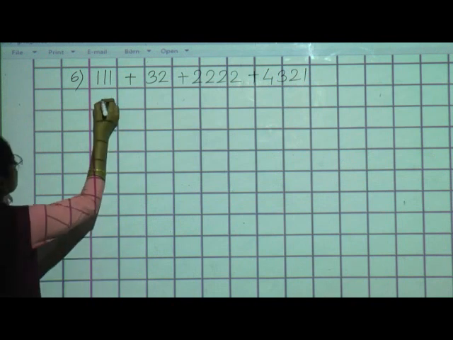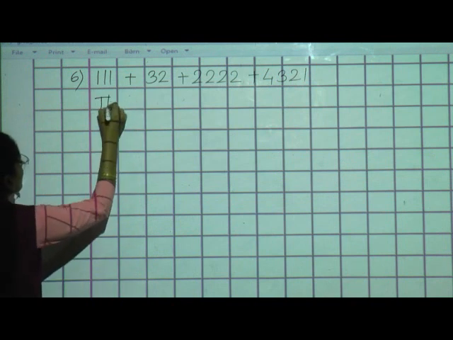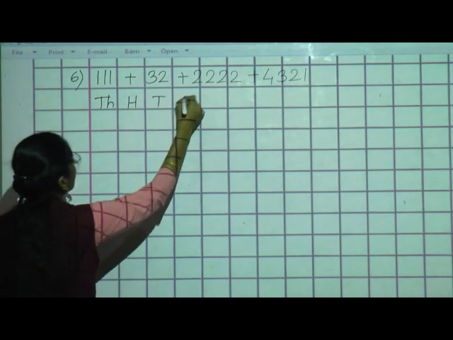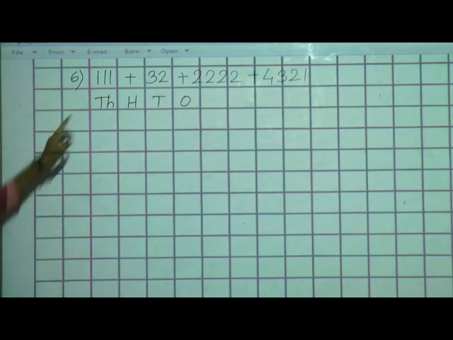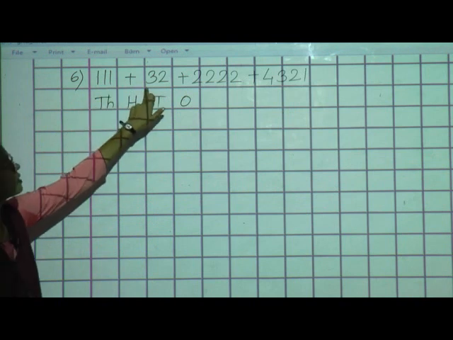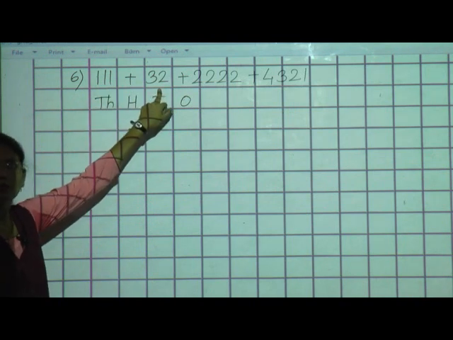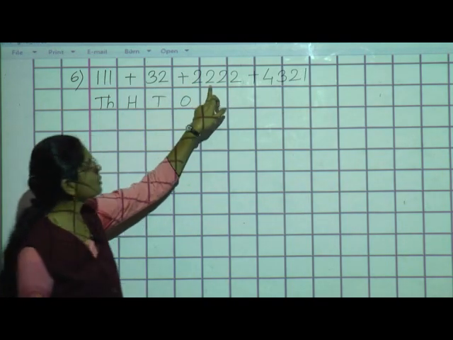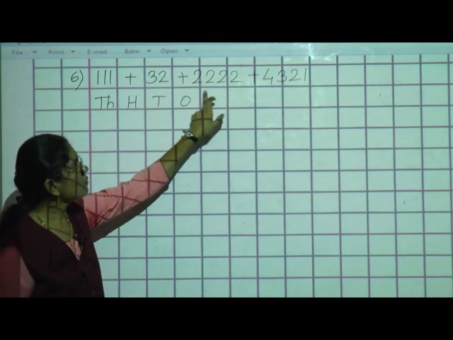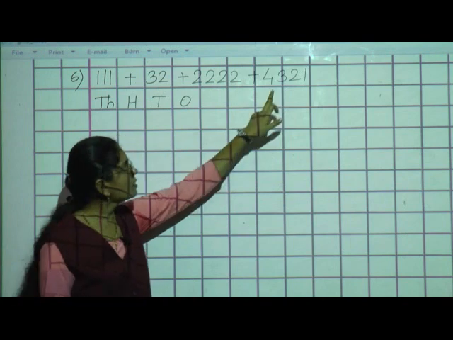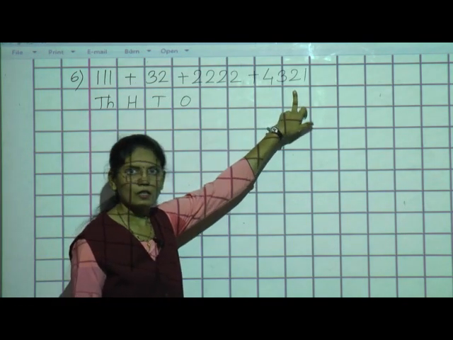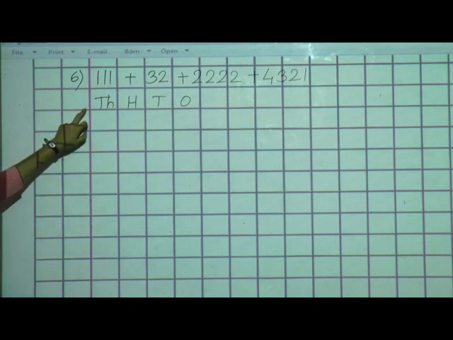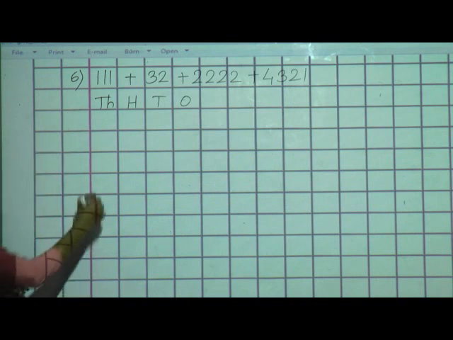Yes, first we will put these numbers in the place value chart: thousands place, hundreds place, tens and ones. This is a 3-digit number. See, 32 is a 2-digit number. But 2222 is a 4-digit number, and here also a 4-digit number is there. So we need to draw the place value chart till the thousands place.